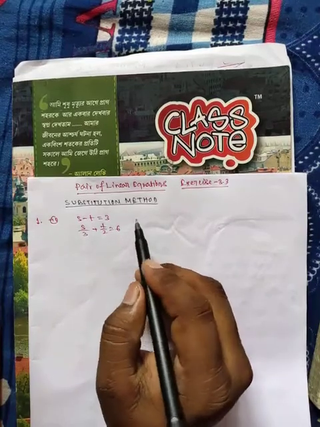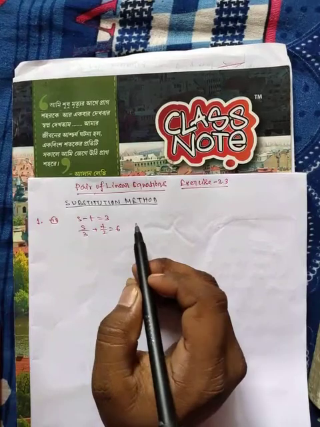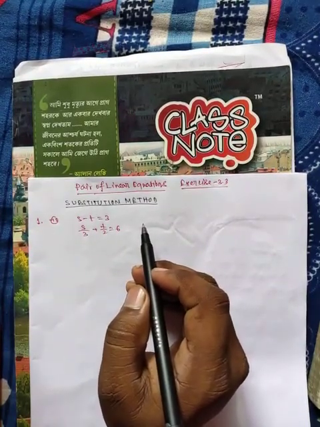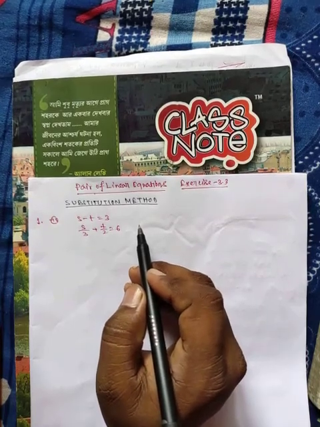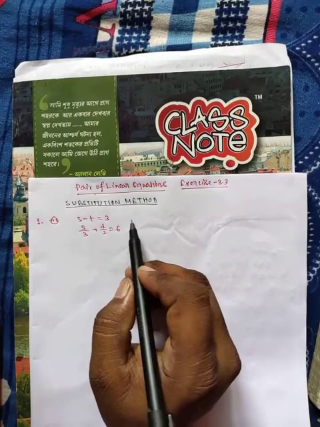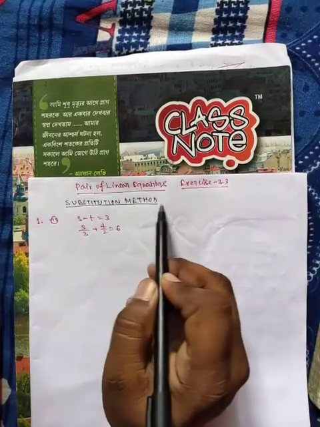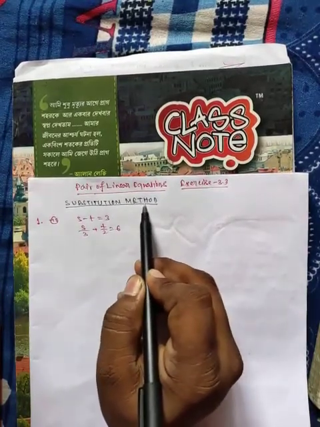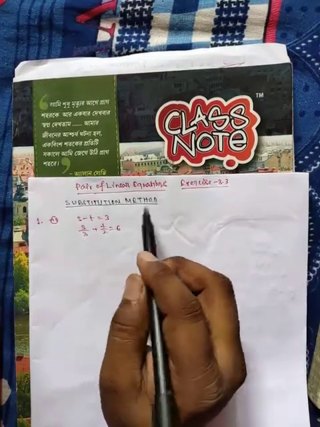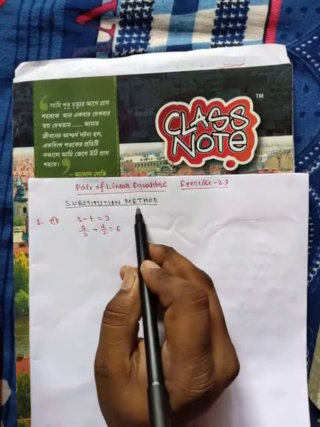Now we have already solved up to exercise 3.2 of the chapter linear equations in two variables. Today we are going to start exercise 3.3. In 3.3, you have to solve the exercise by the substitution method. This method we have already discussed in our previous video. If anybody has not seen that video, first see the video where I have discussed the substitution method.